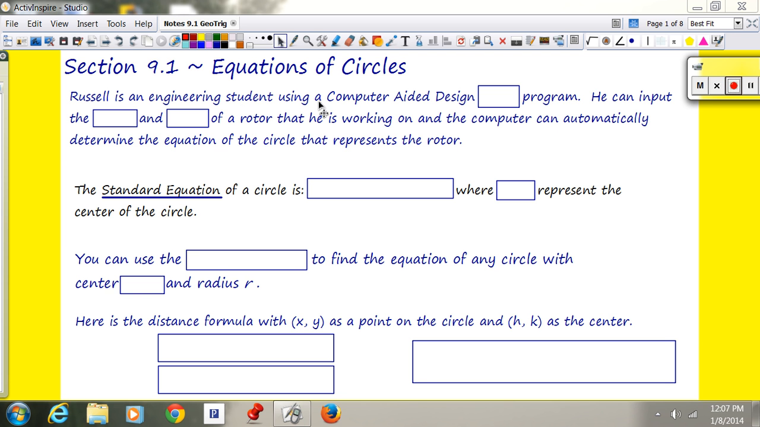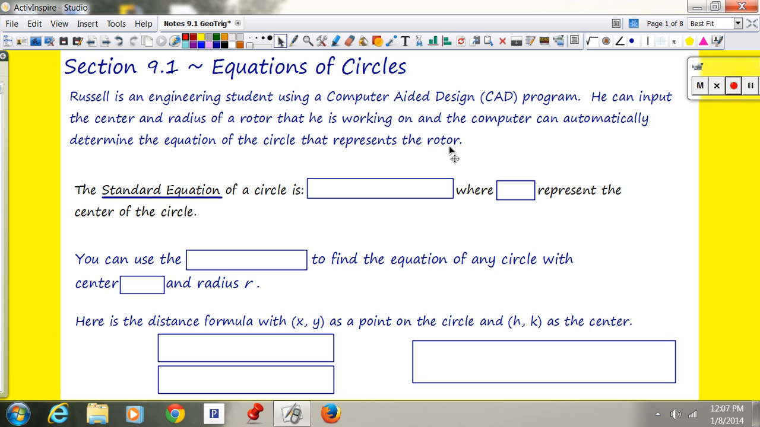But we need to get started on our Chapter 9 notes. So, Chapter 9, Section 1 is on equations of circles. And here's a little example. Russell is an engineering student using a computer-aided design program, which they call a CAD program. You'll hear that a lot in architecture. You can input the center and radius of a rotor that he's working on, and the computer can automatically determine the equation of the circle that represents the rotor.